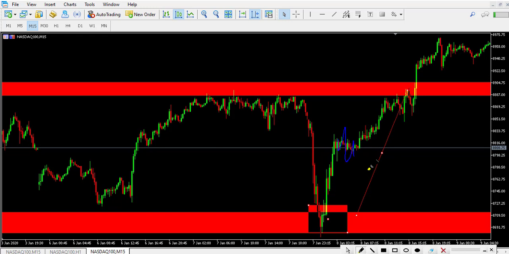Okay, it's a simple way, you don't have to complicate things. And if you study what we call breaches and ranges of the market structure, I'm telling you, you will understand that this happens over and over.